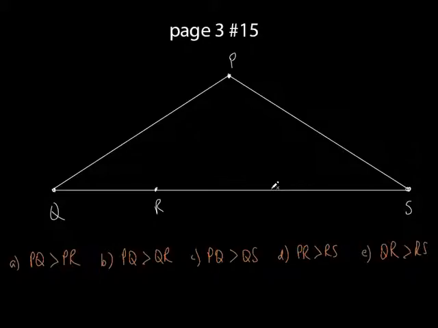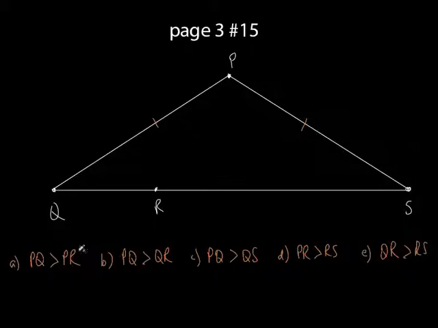But it also says that PQ and PS are equal to each other. So PQ, this segment, and this segment right here are both equal to each other. Which of the following must be true? So we've got A, B, C, D, and E. I want to find out which one of these inequalities must be true. So let's just take a look.